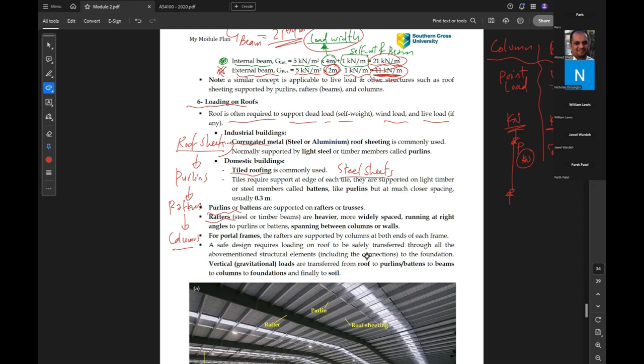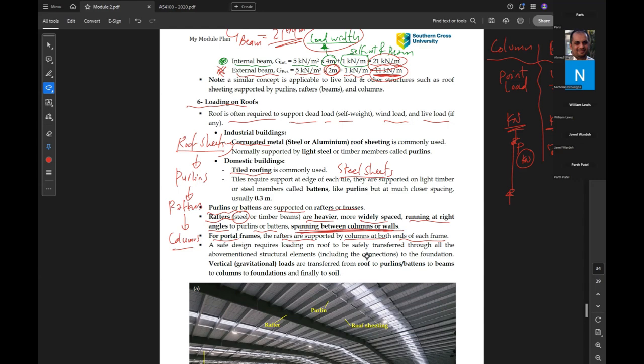So the purlins are supported on rafters, and the rafters, mainly steel, are heavier and more widely spaced, running at right angles to support the purlins, and the rafters are spanning between columns. So the rafters transfer the load to the columns. For portal frames, the rafters are supported by columns at both ends of each frame.